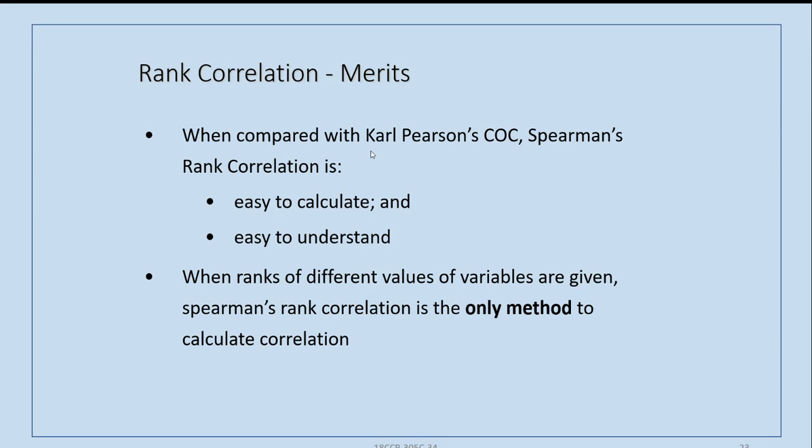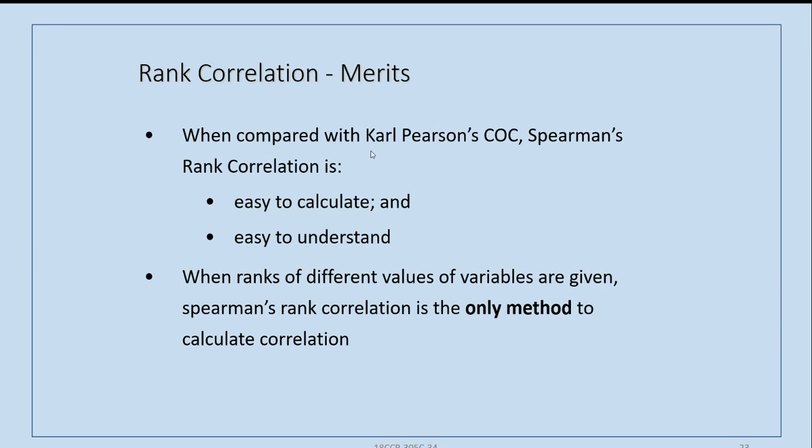We will see what are the merits of rank correlation. Compared to Karl Pearson's, it is very easy to calculate and very easy to understand. In Karl Pearson, we have to calculate 4 types of values. Here only 2 values are required. That too, n is already known when we know the number of pairs in the series. Only we have to calculate sigma d square. Sigma d square is calculated by taking deviations of ranks, R1 minus R2, and d square is done, then we will get sigma d square.